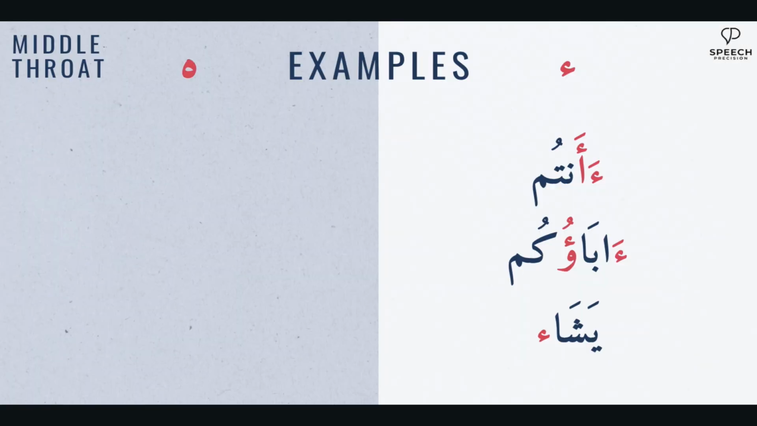All right, now that we know what the hamza and the ha look like when they're being produced, let's say some words. Make sure that you're pronouncing each hamza.